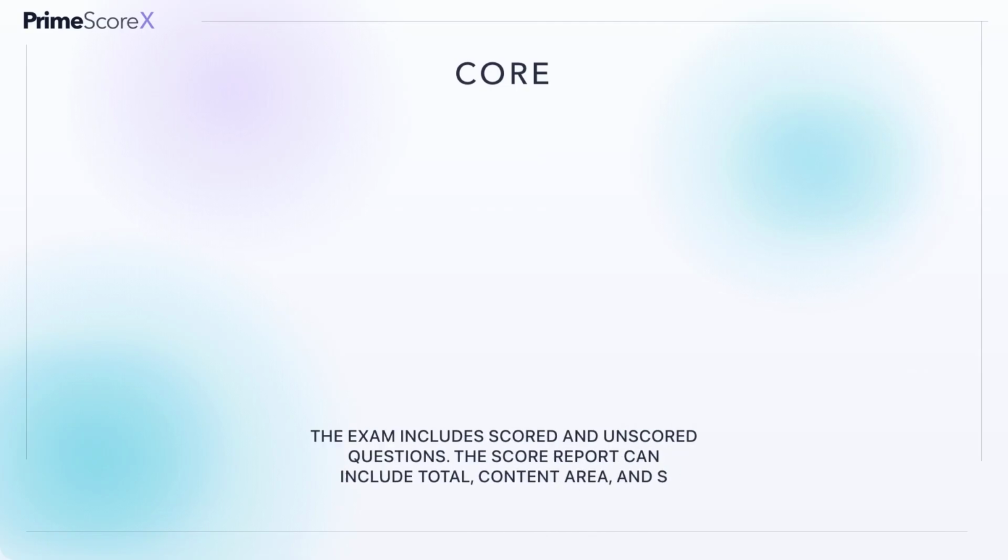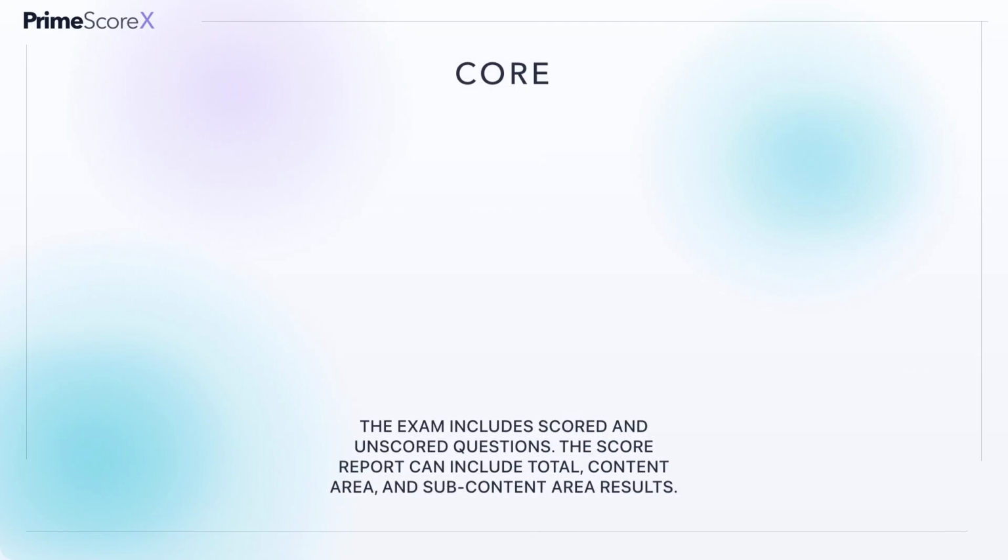Start with the essential facts. The exam includes scored and unscored questions. The score report can include total, content area, and sub-content area results. These details are not background decoration. They shape your pacing, your practice design, and the way you protect points under timed conditions. When the exam feels stressful, clear structure gives your brain something stable to follow.